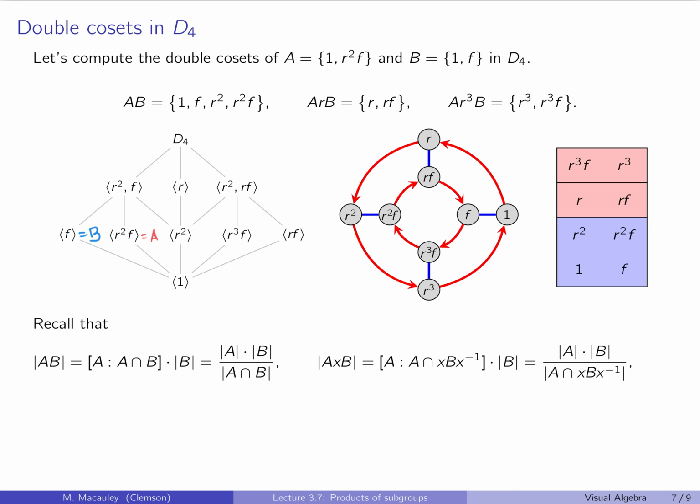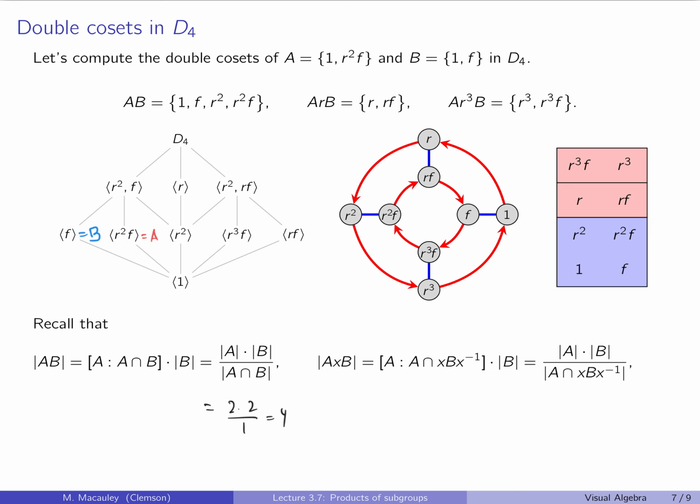So before we do any computations, let's just compute the size of AB. The size of AB is going to be the size of A times the size of B over the size of the intersection, which in this case is going to be 2 times 2 divided by 1, which is 4.